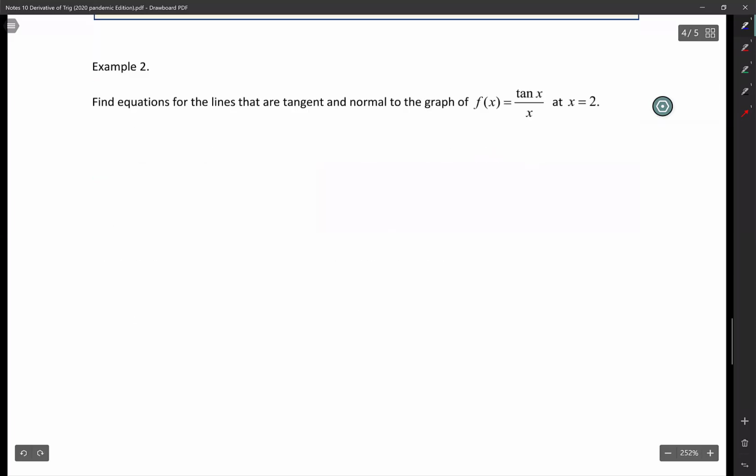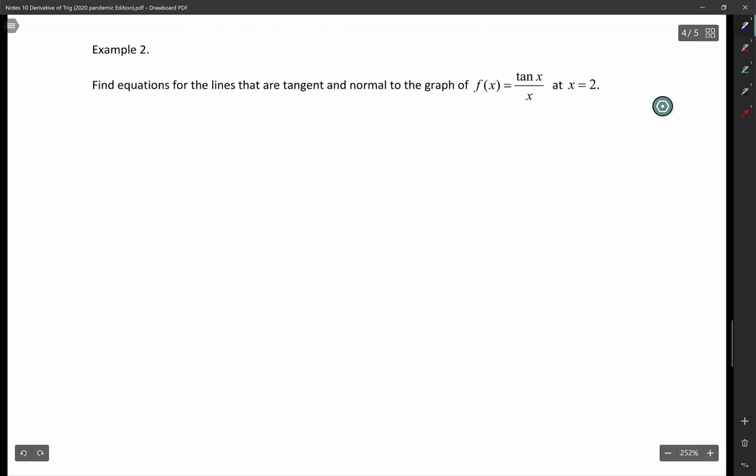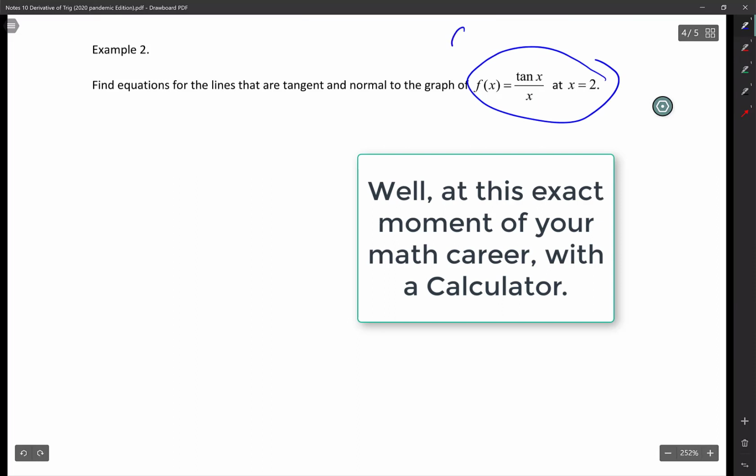Okay. Find the equation for the lines that are tangent and normal to the graph. All right. The only way you can do this question is with a calculator, because they give you an x value of 2. I should have taken this one out. I've done a different problem. But oh well, we already have it. So I'm going to show you guys how to do it with a calculator.